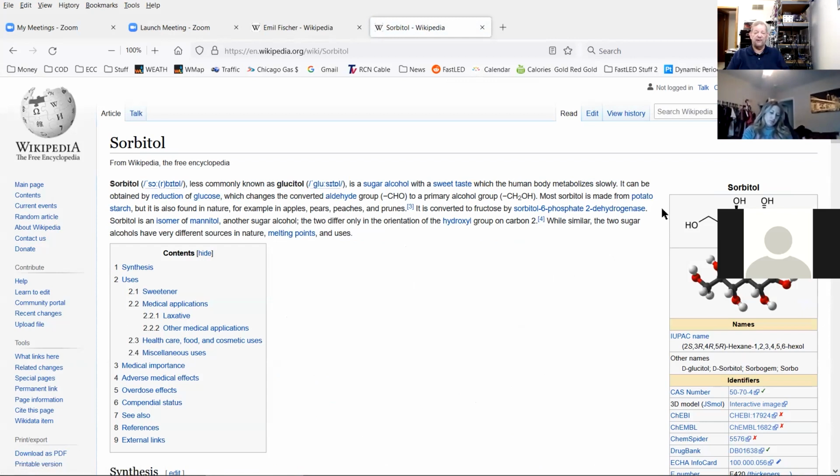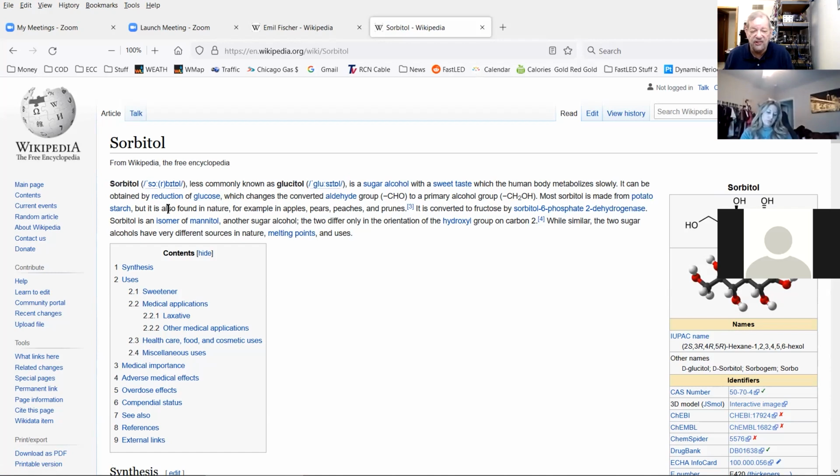And this is sorbitol. And how do you make sorbitol? You take glucose and reduce it. Reduce it means you add hydrogen and catalyst. So you take the most abundant sugar in nature, glucose, and you react it with hydrogen catalyst, and you get sorbitol. Now, sorbitol is used as a sweetener in special cases.